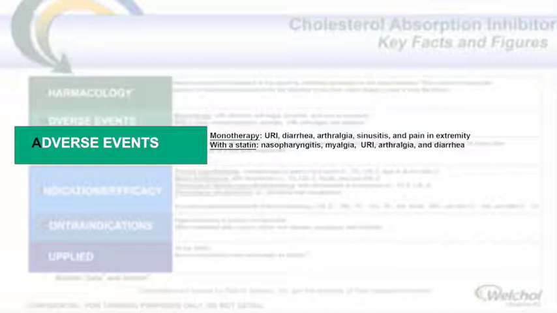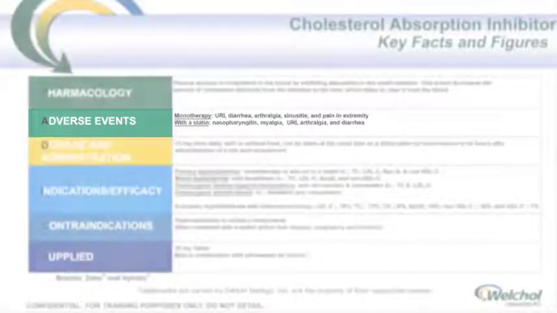When Zetia is added to a statin, persistent elevation in hepatic transaminase can occur. Myopathy and rhabdo have been reported in patients using Zetia alone or a Zetia-statin combination. Zetia is pregnancy category C. When used with a statin, it is contraindicated in women who are pregnant or may become pregnant.